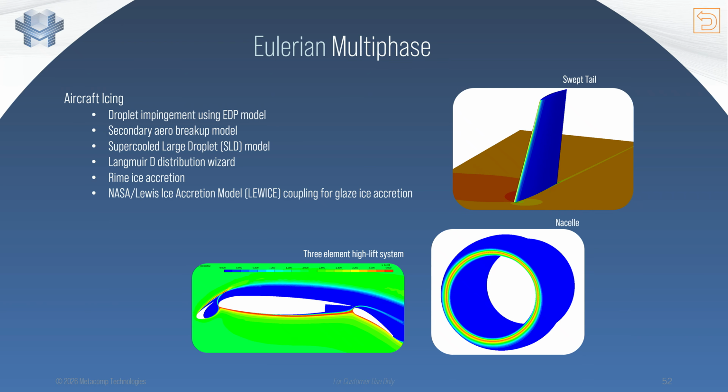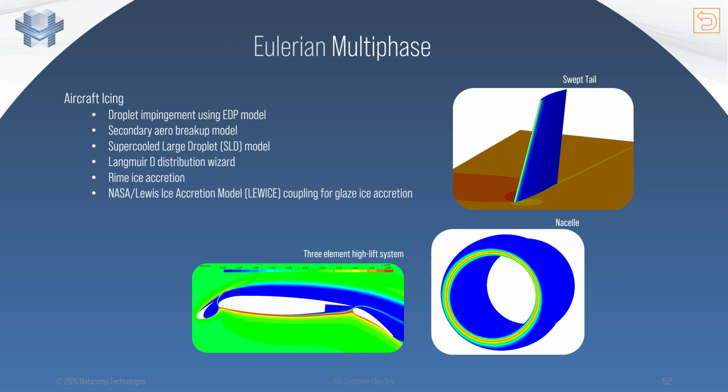EDP is also well suited for icing simulations and incorporates a range of features designed to accurately capture the complex physics involved. The aerodynamic breakup model simulates the secondary fragmentation of droplets, contributing to improved icing predictions. Additionally, the supercooled large droplet, or SLD, model accounts for droplet wall interactions, including rebound and splash effects for droplets exceeding 50 microns.